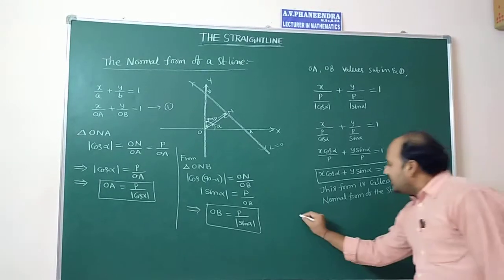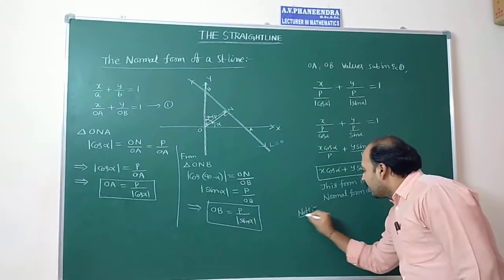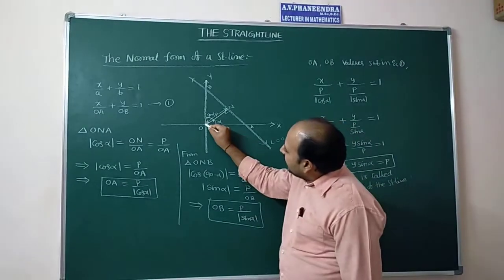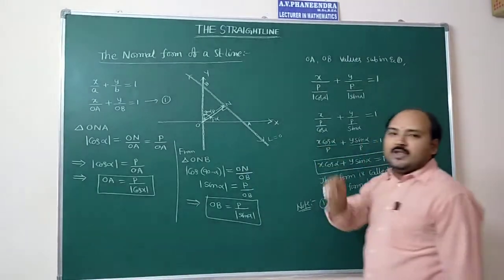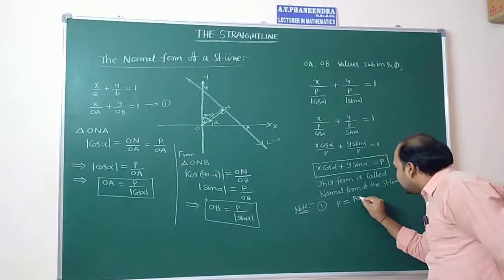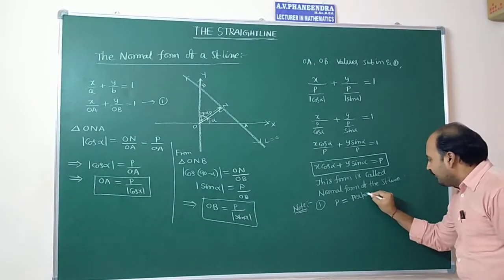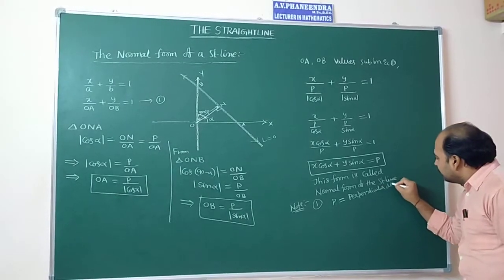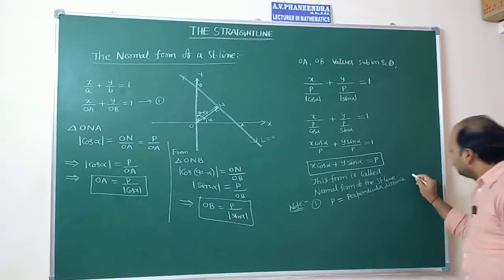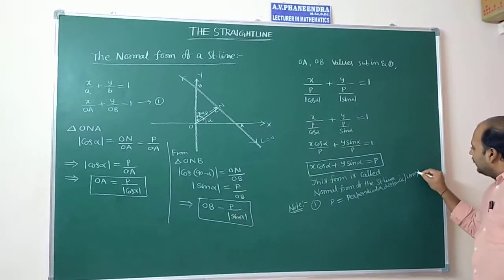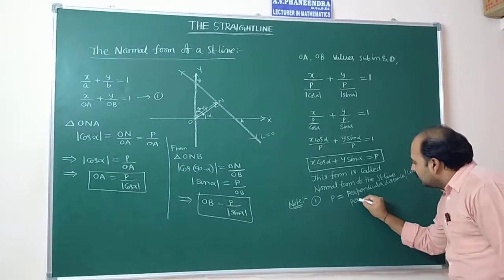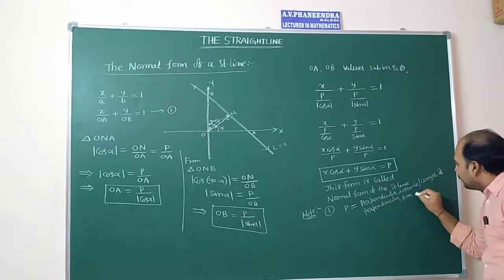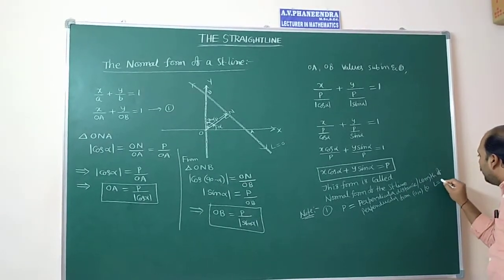Here you have to remember, first thing, what is P here? P is equal to the perpendicular distance from the origin to the line AB or L, the perpendicular distance or length of perpendicular from the origin to L equal to 0.